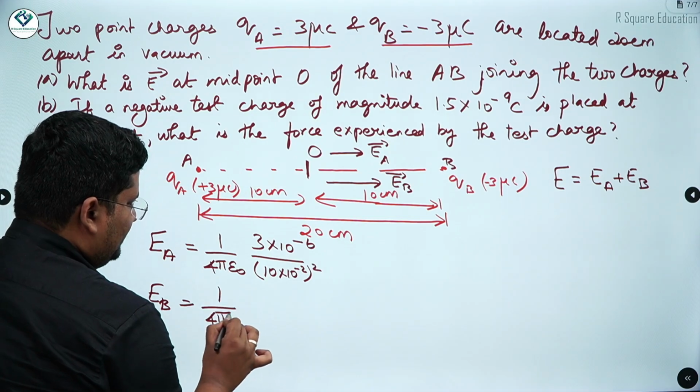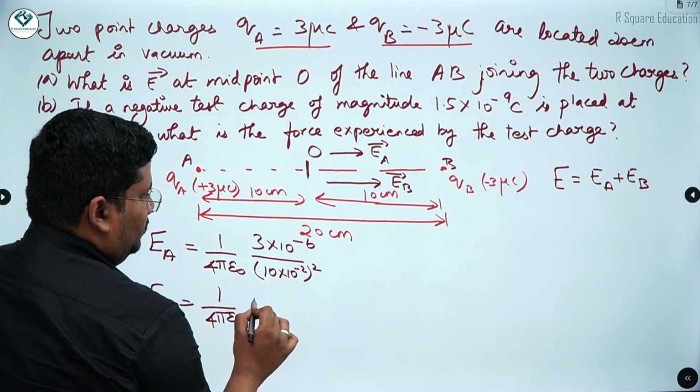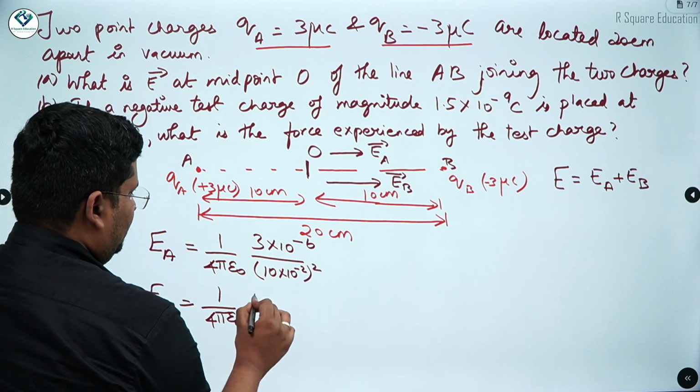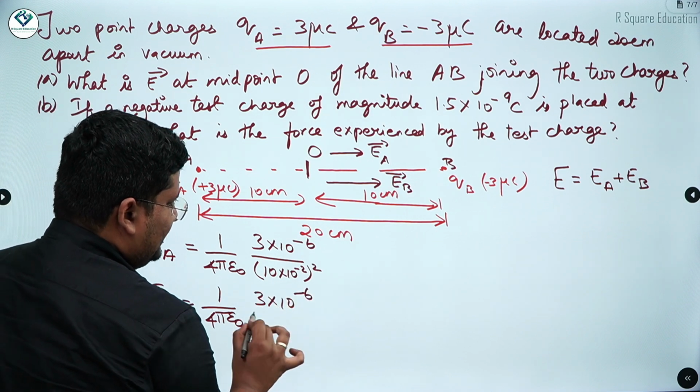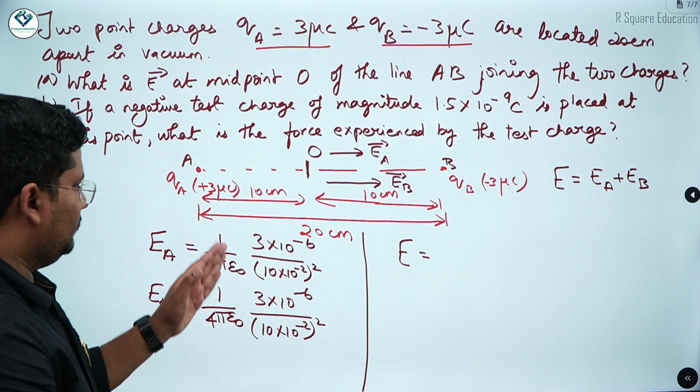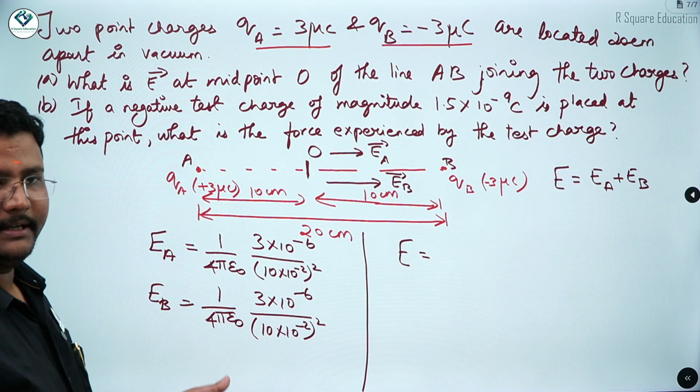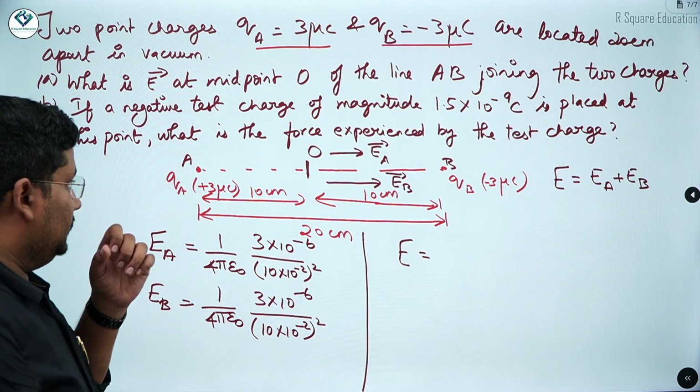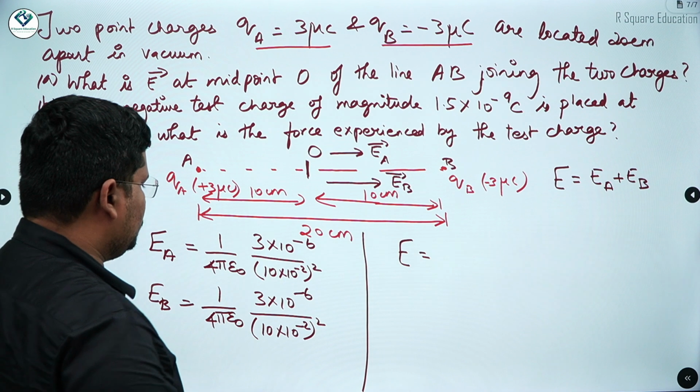So how about EB now? 1 by 4 pi epsilon naught, what is it going to be? 3 into 10 power minus 6 whole divided by again 10 into 10 power minus 2 whole square. I am taking magnitudes alone because anyway the direction is going to be the same. Okay, so what you have to do? You have to add these two. So if I add, what you will get? E is going to be, if you add these two, 1 by 4 pi epsilon, everything is common. So it's going to become 2 times.